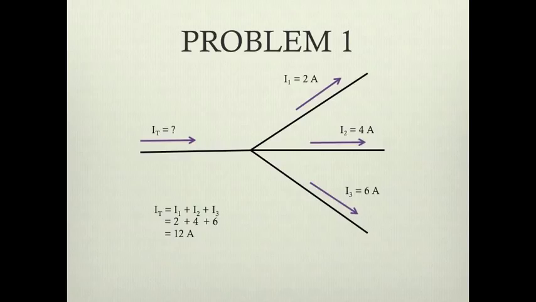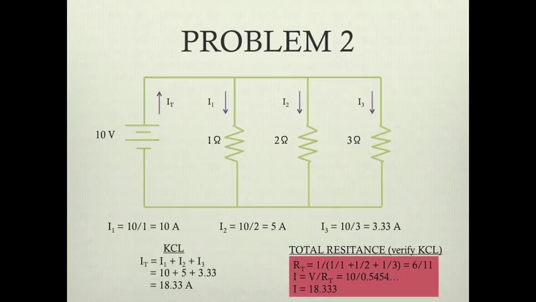This first problem is really easy. It's just part of a closed circuit. We want to find the total current coming in, which should equal the total current going out of all three. So add them together, add I1, 2 amps, I2, 4 amps, I3, 6 amps, which gives us 12 amps all up. IT equals 12 amps.